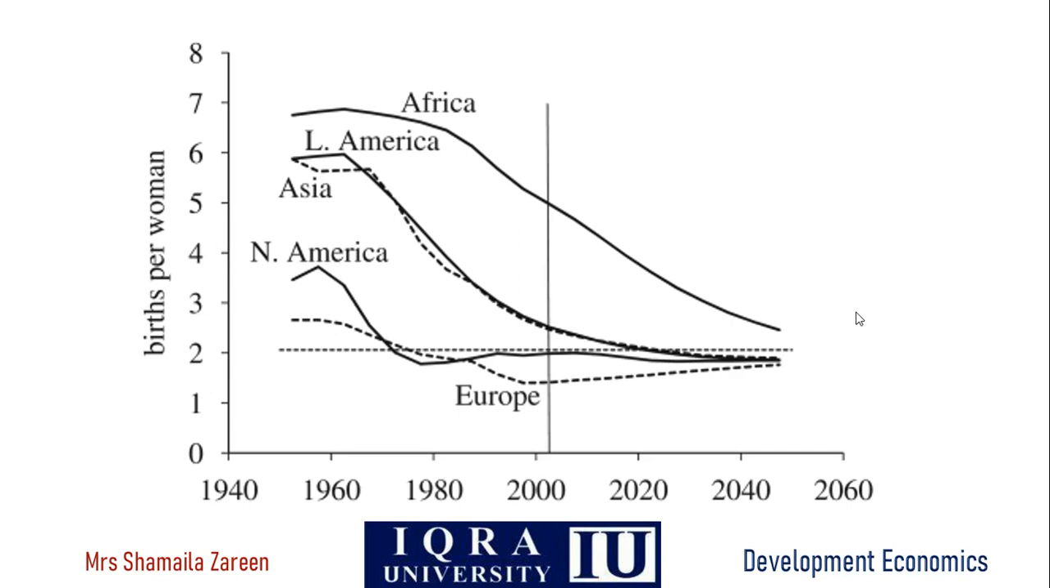It means how much the women can give birth to the children. It is also showing the birth rate, death rate of the different nations, and it depicts the historical stages of the demographic transitions in Europe. You can also see here.